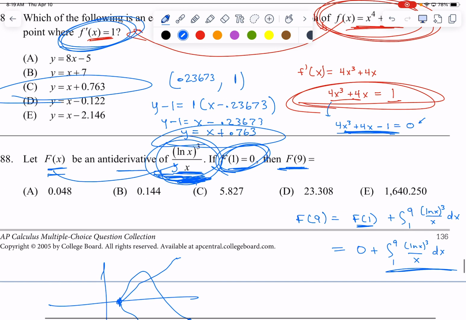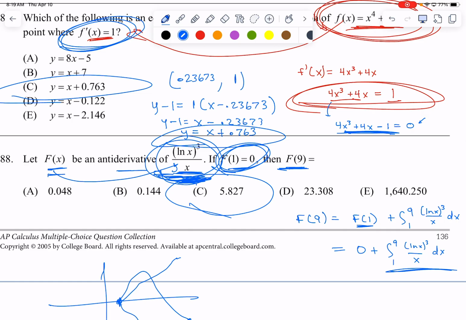2.413. You did it wrong. Oh, cubed. Which version do you have? Just says no assignment. Check it. What'd you get? 5.8269. Yep.